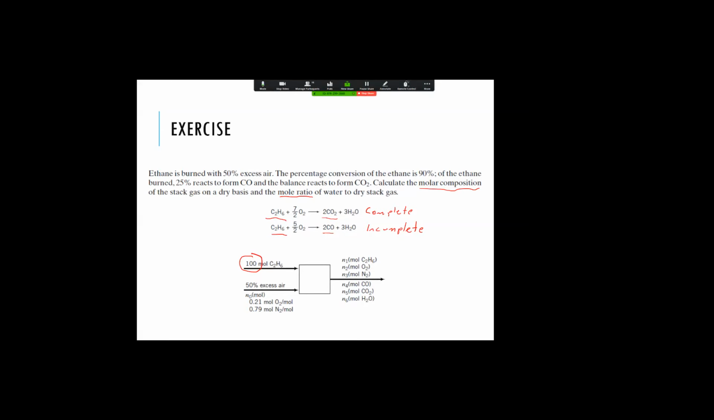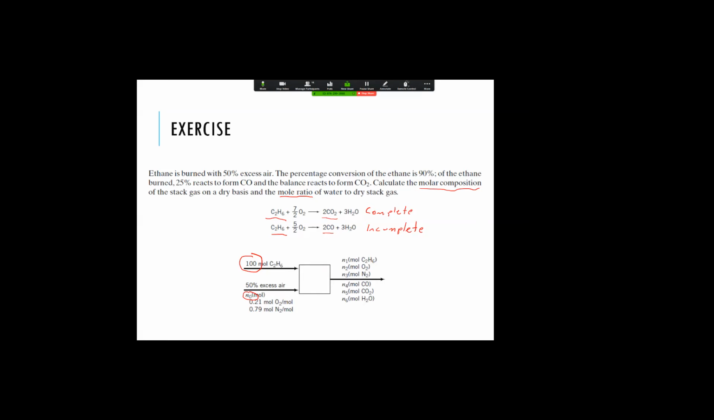Then we're going to have 50% excess air. We don't know the amount of moles right now, so N0, and we know the composition, right? If we don't have any other information, we know that air is composed of 21% in mole of oxygen and 79% in mole of nitrogen. So the fractions are 0.21 and 0.79.